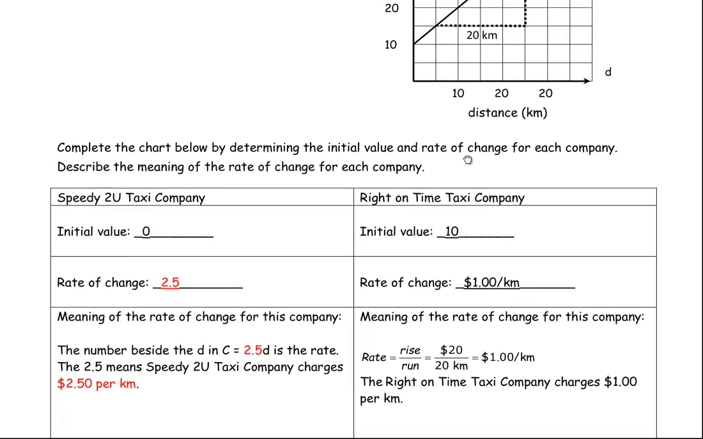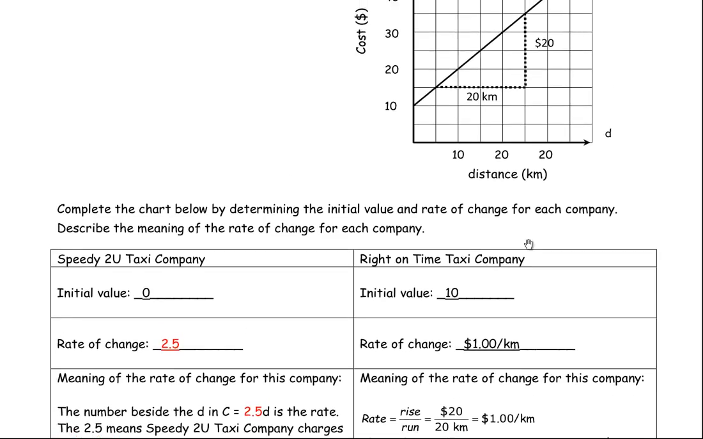So to calculate the rate of change, it's rise over run. Move this down a little bit. So the $20 is the rise, the 20 kilometers is the run. So 20 divided by 20 is 1, and it'd be $1 per kilometer.